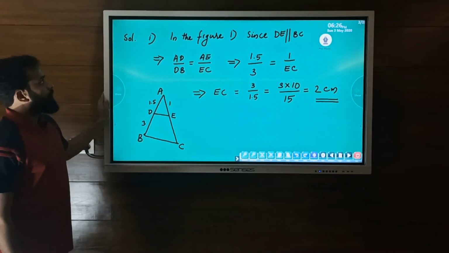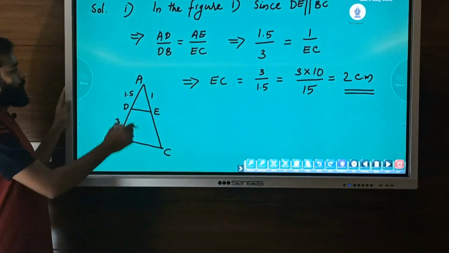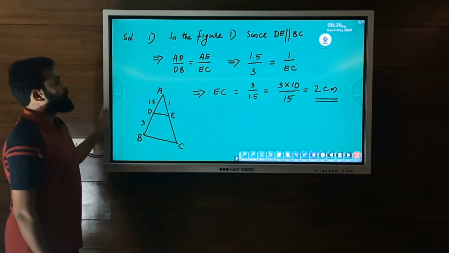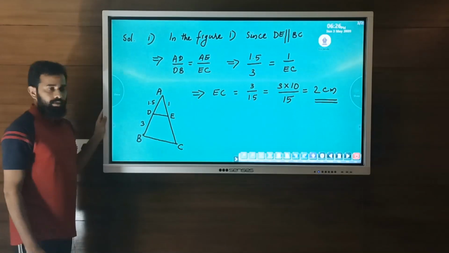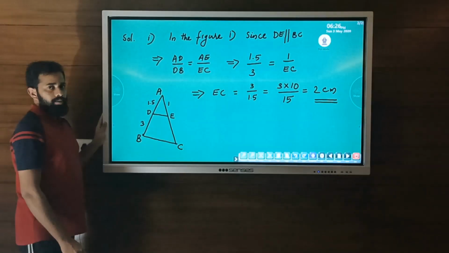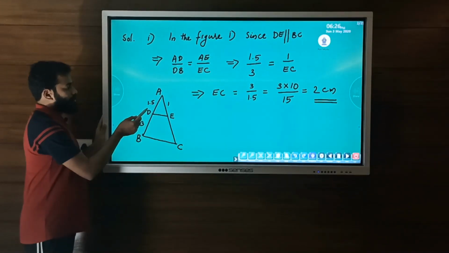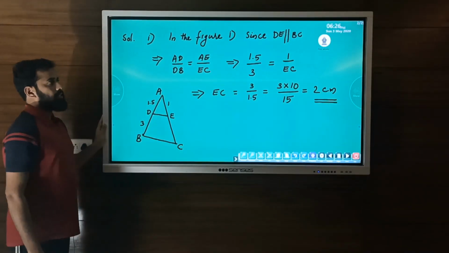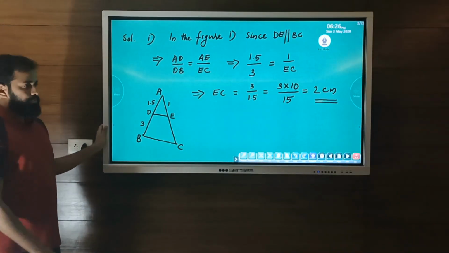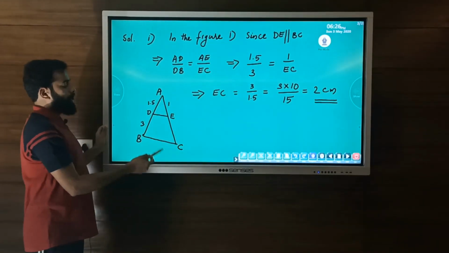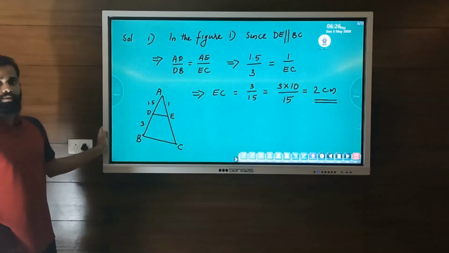First diagram. In the figure, since DE is parallel to BC, that is given already, which implies AD by DB equals AE by EC. That means ABC is a triangle, DE is a line which is parallel to the side BC. So DE is the line intersecting the other two sides at distinct points. So by the basic proportionality theorem, the line which is parallel to BC divides the other two sides in the same ratio.